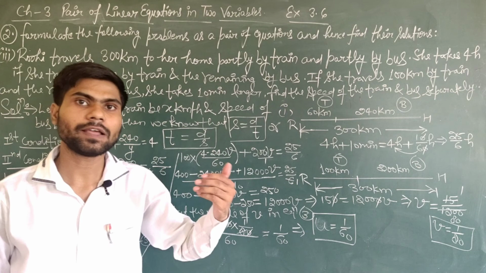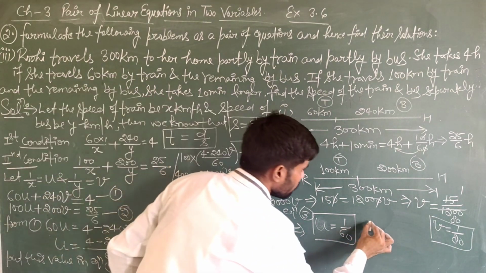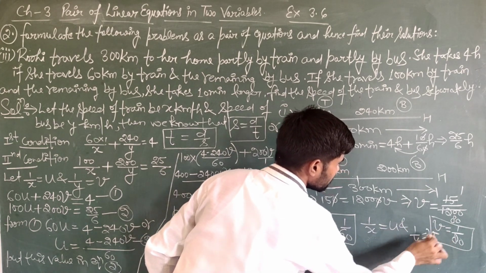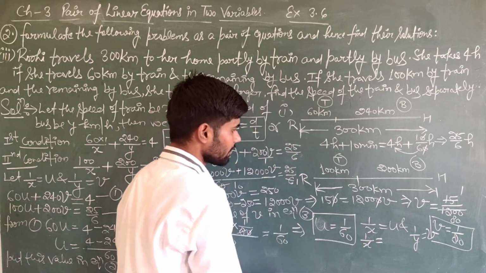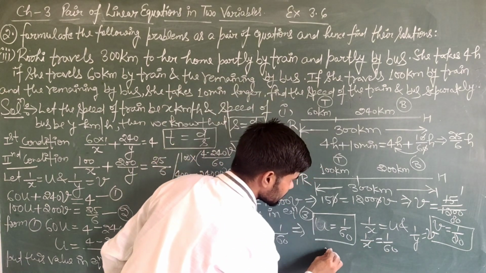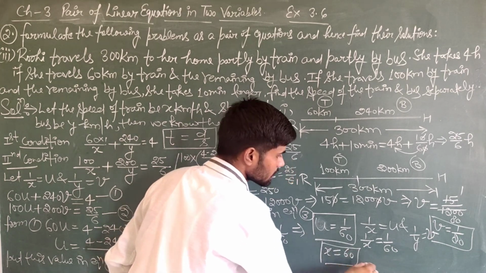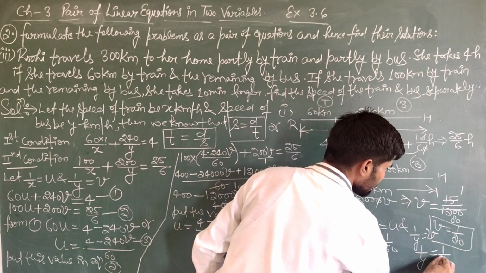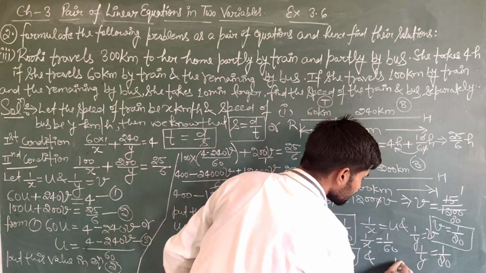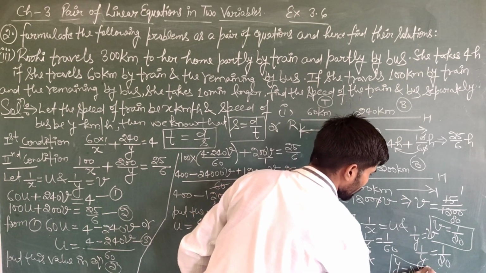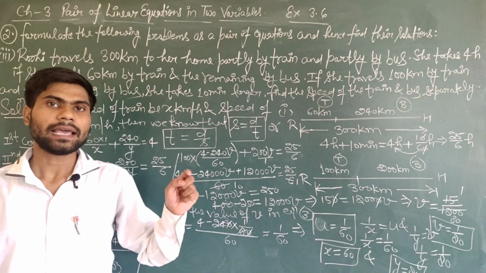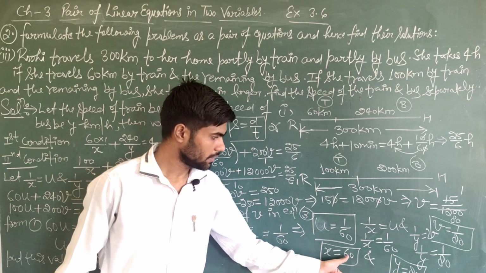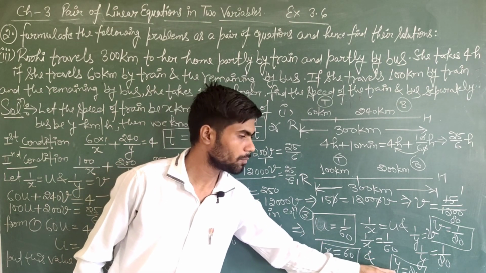But we have to find the values of x and y. No problem. We have 1 upon x is equal to u and 1 upon y is equal to v. 1 upon x is equal to, what is the value of u? 1 upon 60, means x is equal to 60. x is equal to 60, and 1 upon y is equal to v. What is the value of v? 1 upon 80. If 1 upon y is equal to 1 upon 80, means y is equal to 80. And what is x and what is y? x is the speed of train and y is the speed of bus. We can say that speed of train will be 60 km per hour and speed of bus will be 80 km per hour.